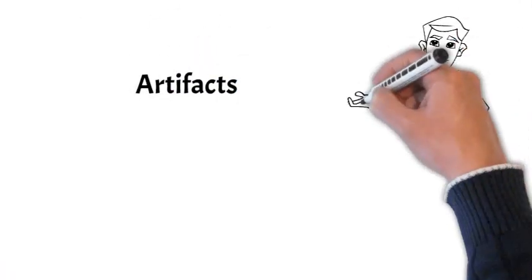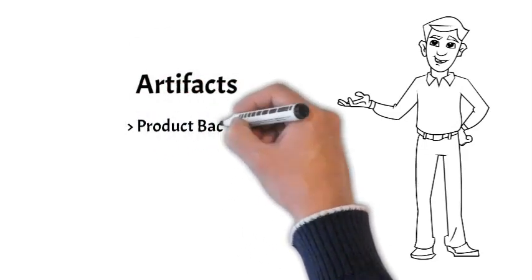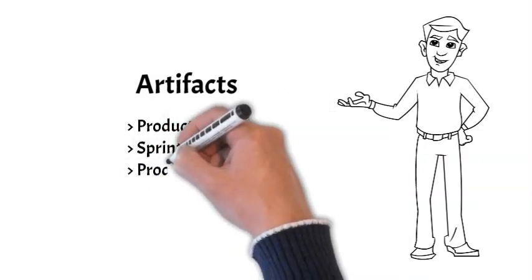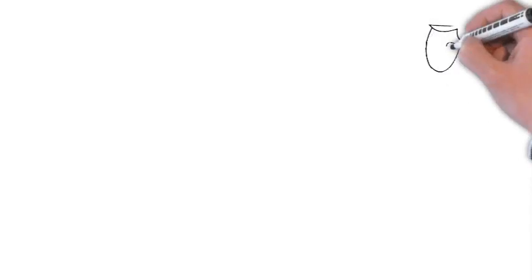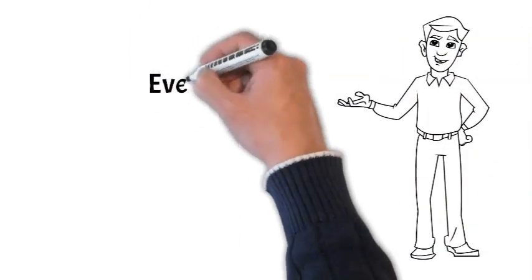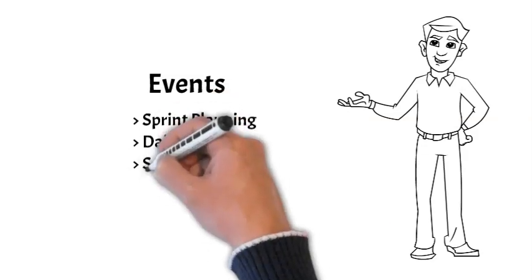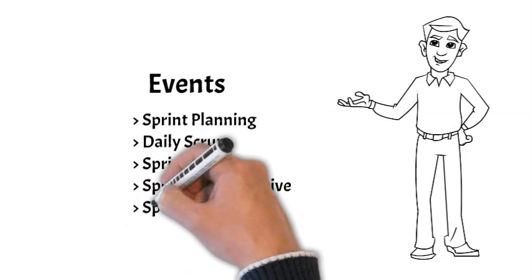Artifacts are the defining activities representing the work that needs to be done or the value that needs to be delivered. These artifacts include the product backlog, sprint backlog, and product increment. Events are activities that occur in each sprint. They include sprint planning, daily scrum, sprint review, sprint retrospective, and the sprint itself.